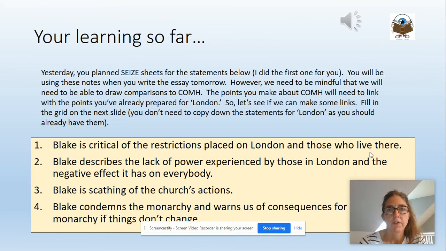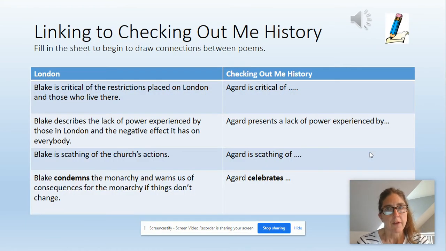So what you've done so far, you can read this at your own leisure, but basically these are the statements we've looked at in the last couple of lessons. What we need to do is think about, if those are the statements for London, what will the statements be for Checking Out History? These are going to be the statements that start each kind of double C's paragraph. Lots of help here for you.